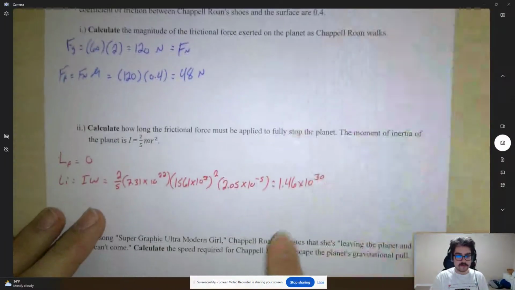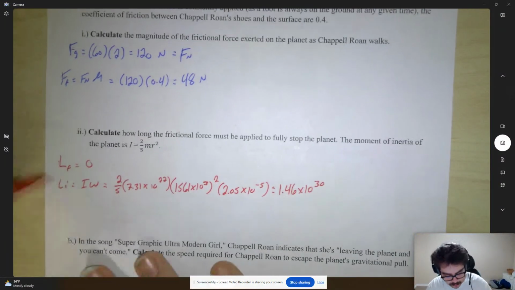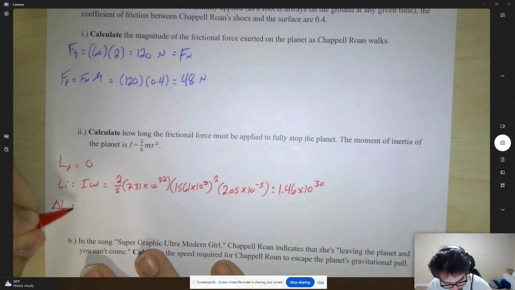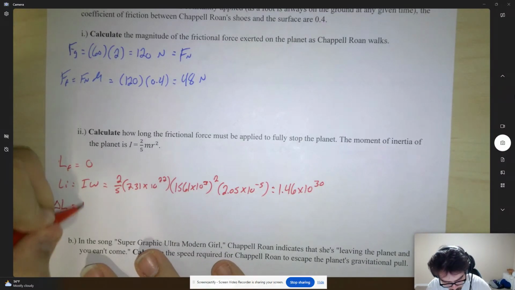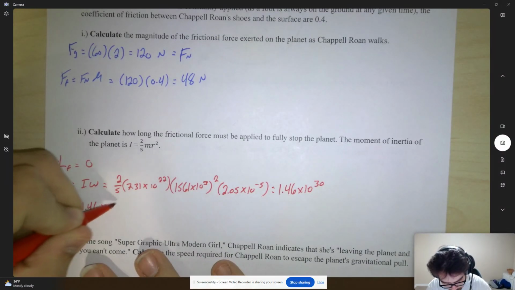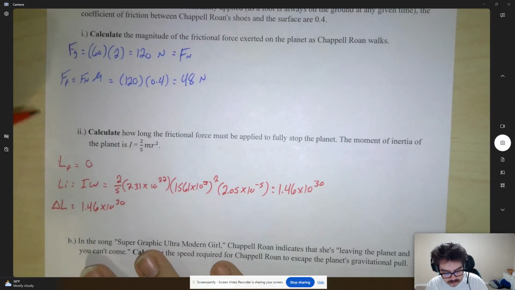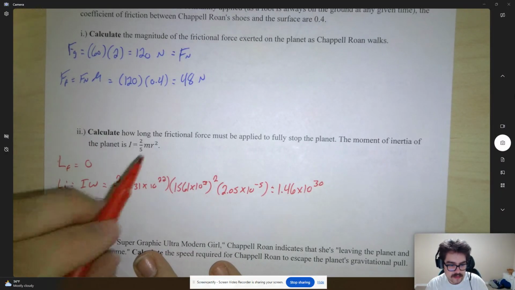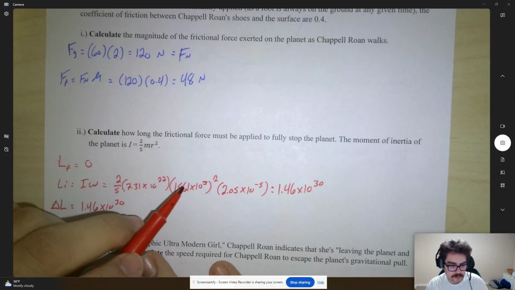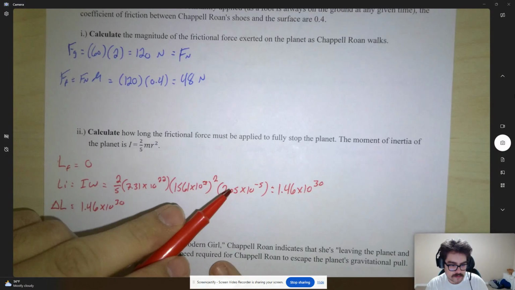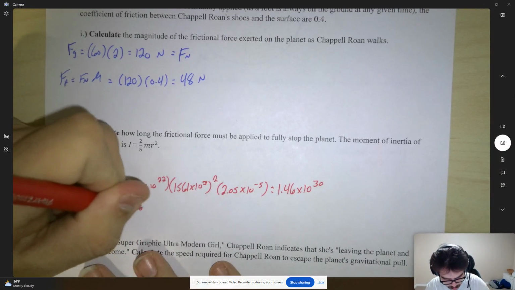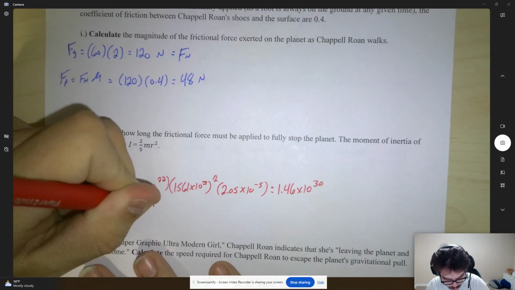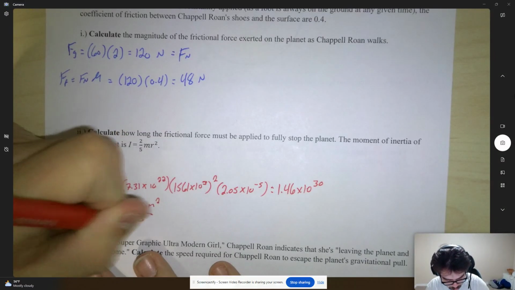So this is ultimately going to be my change in angular momentum, or my angular impulse: 1.46 times 10 to the 30th. Oh gosh, what are the units on that? I think it should be kilograms times meters squared per second.